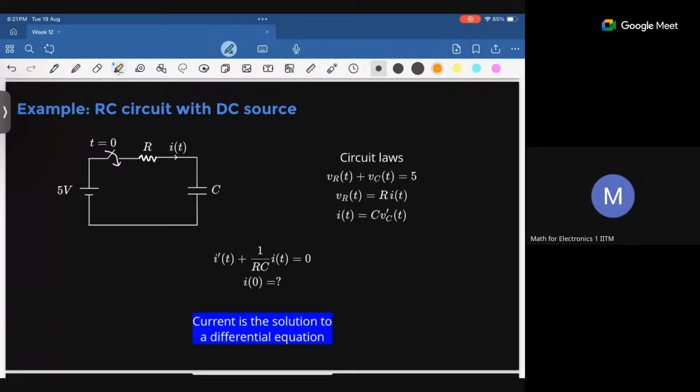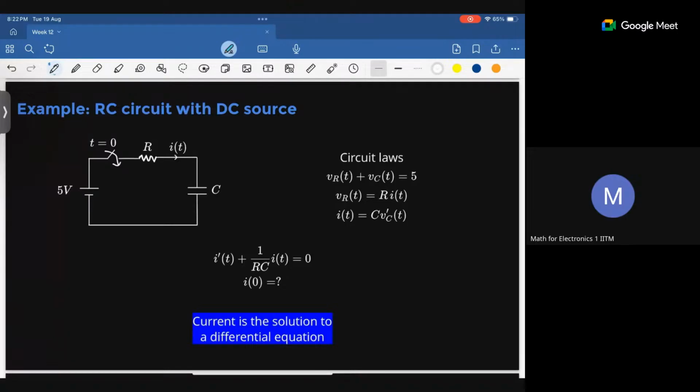Okay, so something like this. We have a resistor and a capacitor. Resistor with resistance R and capacitor with capacitance C. Sorry, capacitance C. And a constant voltage is being supplied, 5 volts. When t equals 0, the switch is off. At t equals 0, we turn on the switch and then current starts flowing in the circuit.